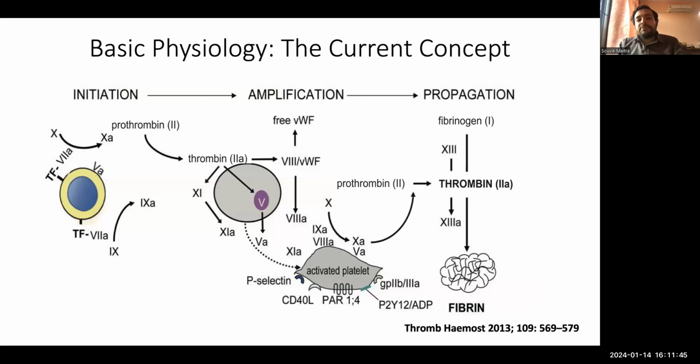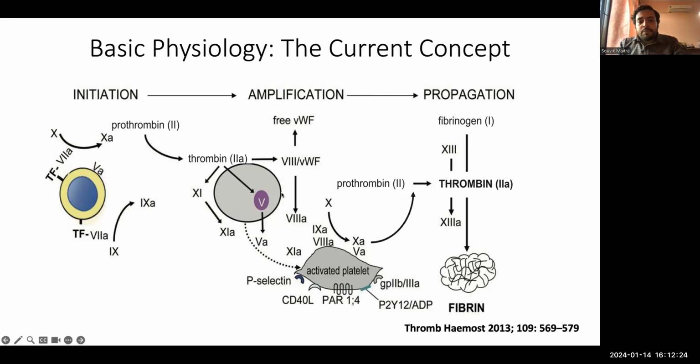Now, this old concept is being challenged day by day. The recent physiological concept has changed from an extrinsic and intrinsic pathway to a cell-based pathway. All the functioning of the coagulation system happens at the cell membrane, mainly at the platelet and the cells which express tissue factor. The current concept says that the coagulation pathway has three overlapping stages of varied duration: initiation, amplification, and propagation.